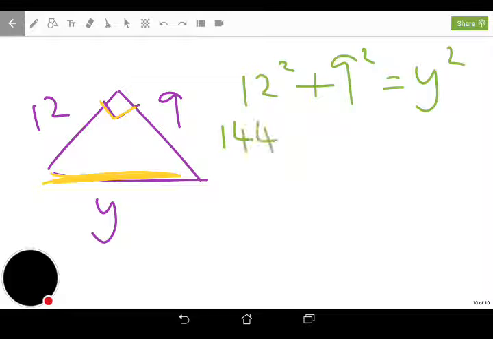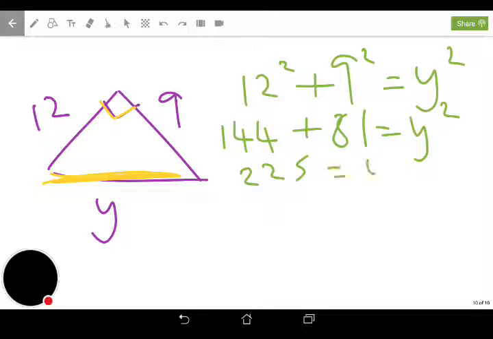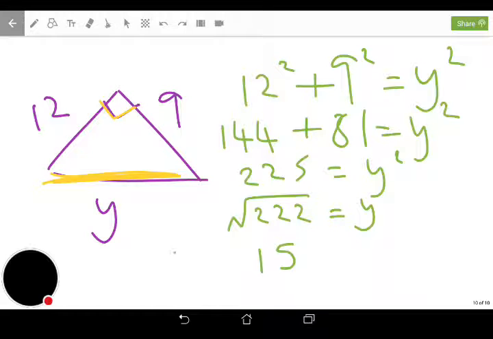12 squared is 12 times 12, which is 144. And 9 squared is 9 times 9, which is 81. The sum of 144 plus 81 is 225. And to get y on its own, we'll do the opposite of squaring, which is the square root, or the inverse. So the square root of 225 will give us y, and the square root of 225 is 15. So we know that y is 15.